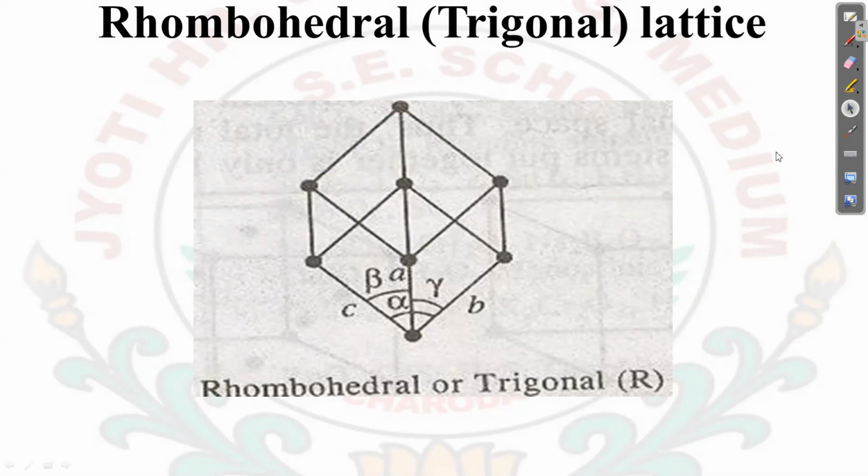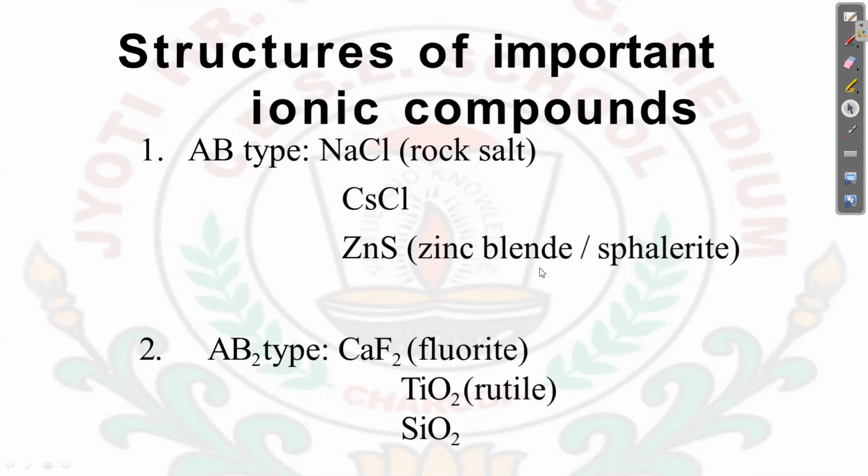Let's move further. Structure of important ionic compounds. Let's discuss the structure of some of the important ionic compounds. First is NaCl, which we also call rock salt. Next are CsCl and ZnS, zinc blende or wurtzite. Next is the AB2 type, where we will be discussing CaF2, titanium oxide and silicon oxide.